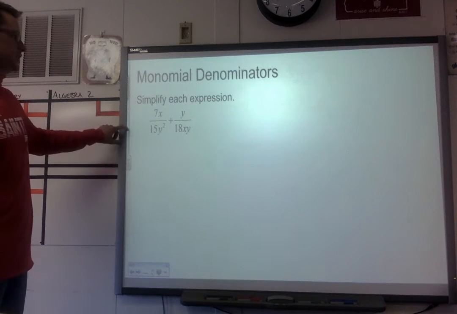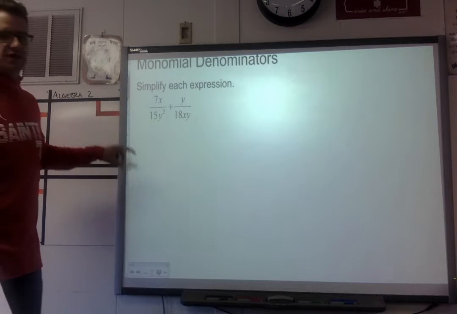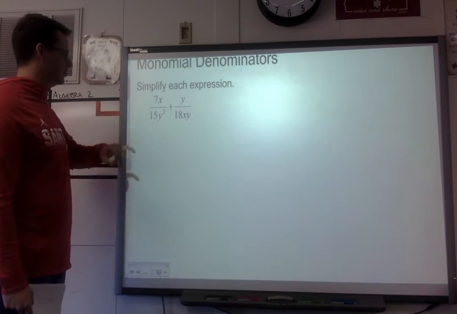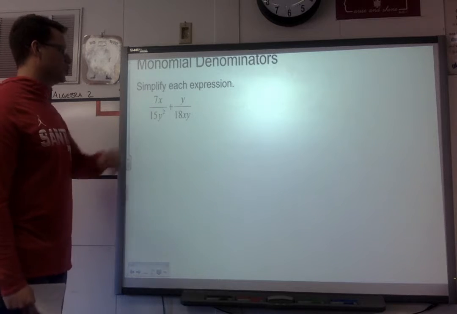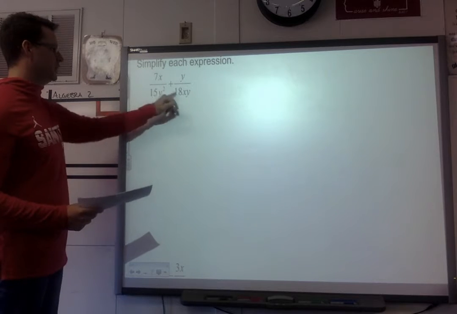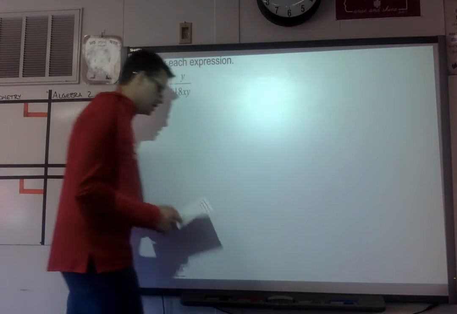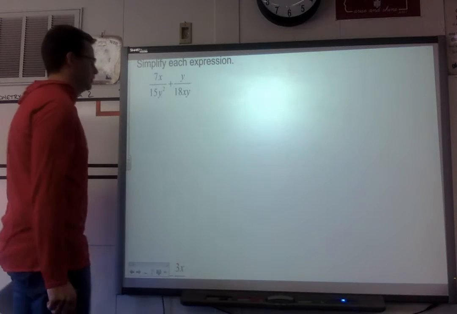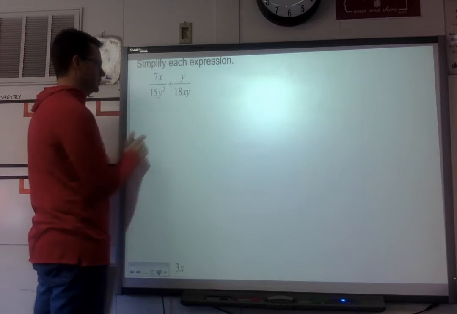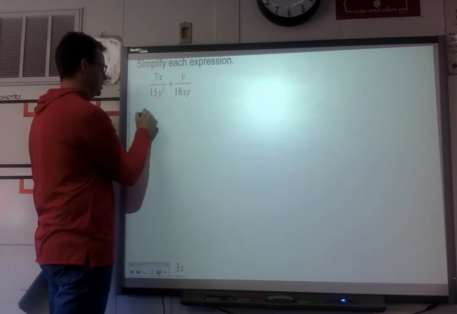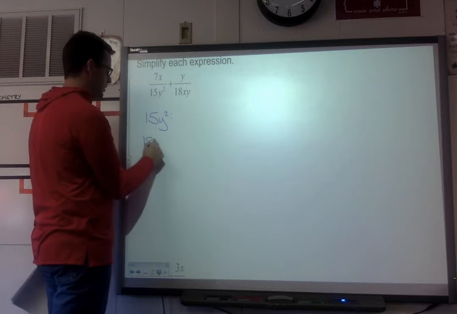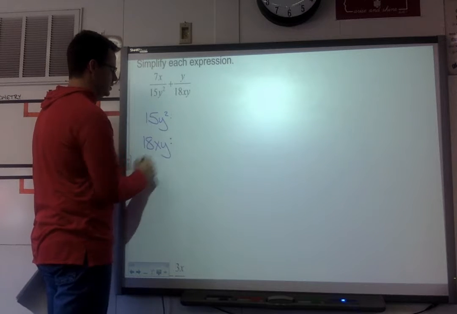So now we're actually getting into adding and subtracting our rational expressions here. So 7x over 15y squared plus y over 18xy. Since these are fractions, we know we need to have a common denominator. So in order to come up with that common denominator, I'm going to do what we did of finding the least common multiple between my two denominators. So 15y squared and 18xy.